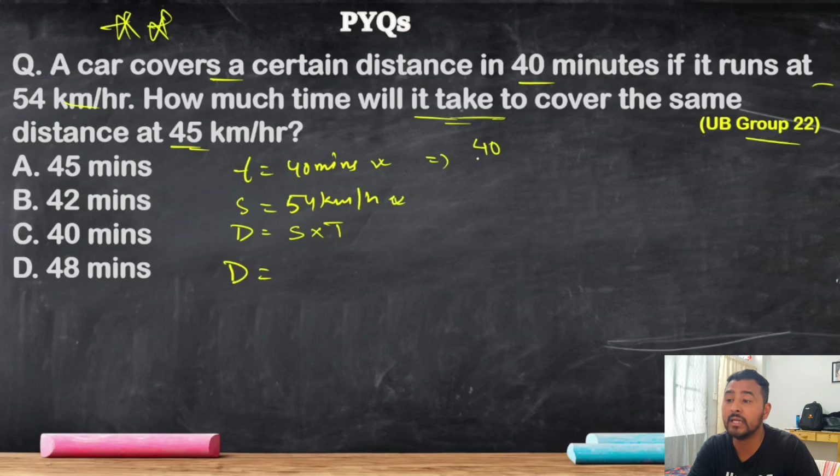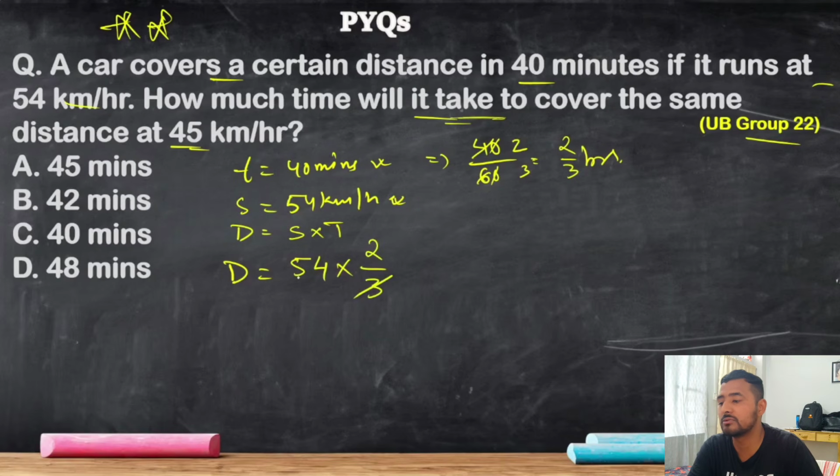How will we do it? 40, and 1 hour is 60 minutes. So cancel 6 6 4, 2 2 2 3. So we're getting 2 by 3. Now this will be 2 by 3 hours, right? So let us see, our speed is 54 into time is 2 by 3. Cancel 3 into 18. Now multiply 18 into 2 is how much? 36 kilometer. We got the distance, okay?